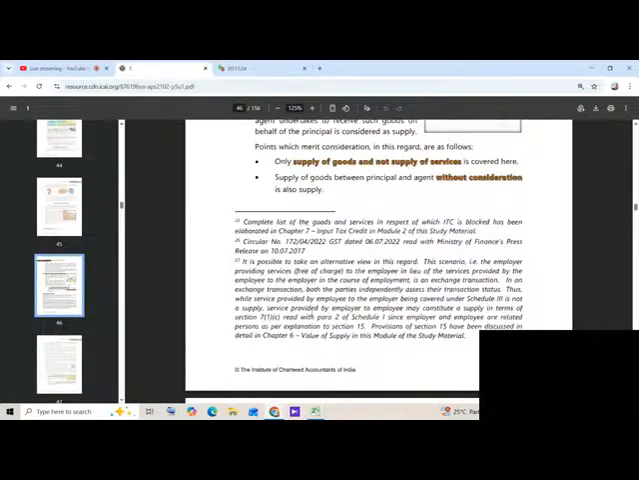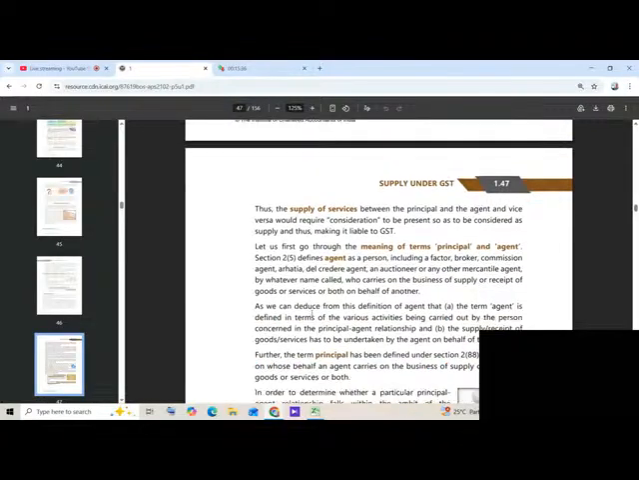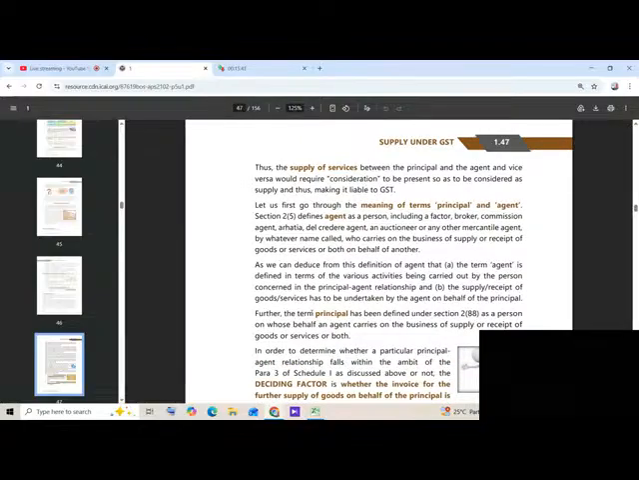Okay. So only supply of goods and not supply of services is covered here. Supply of goods between principal and agent without consideration is also supply. Thus, the supply of services between principal and agent would require consideration to be called supply. Let us first go through the meaning of the terms principal and agent.